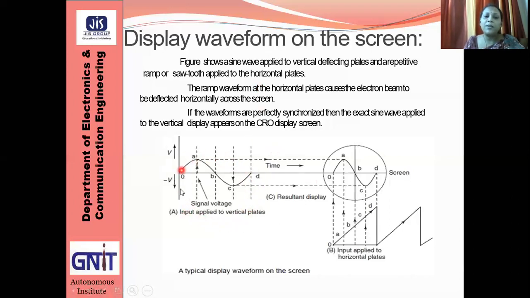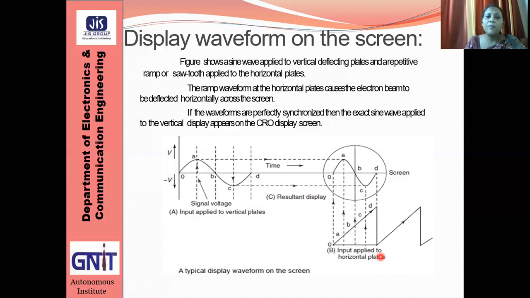to the vertical plate. This is a sine wave, and this is the input voltage applied to the horizontal plate. So vertical plates are always connected to a sine wave, and horizontal plates are always connected to a sawtooth wave generator or ramp voltage generator. This ramp voltage is the key factor of any CRO.